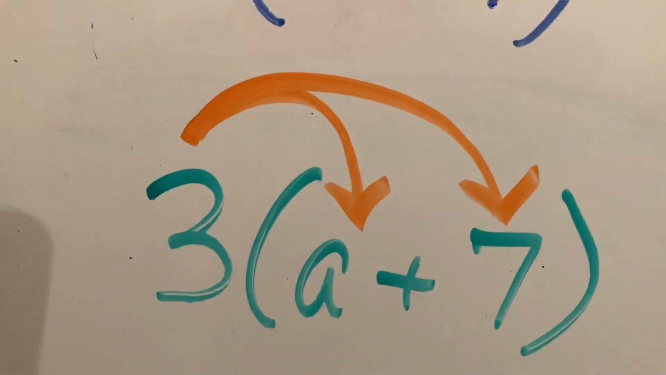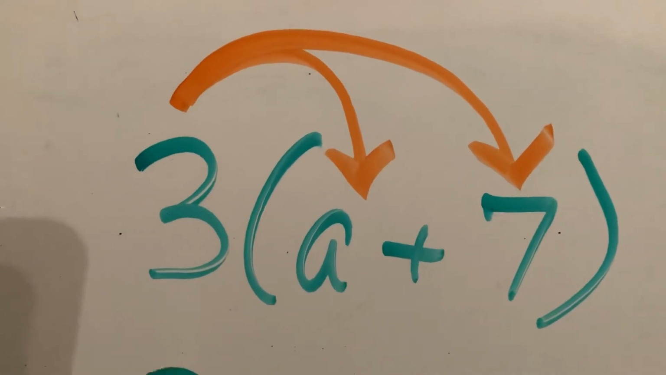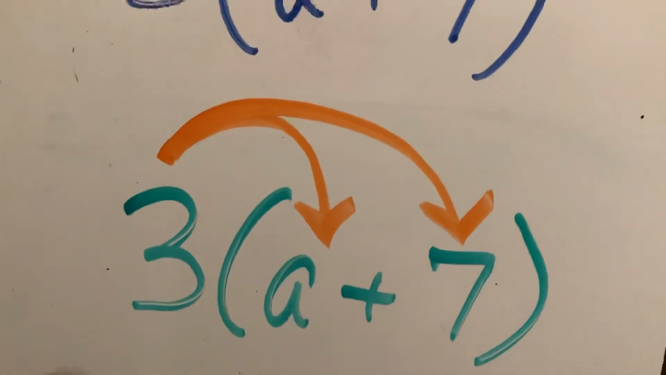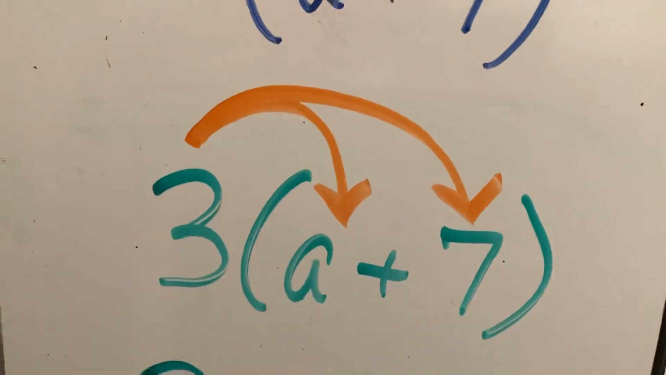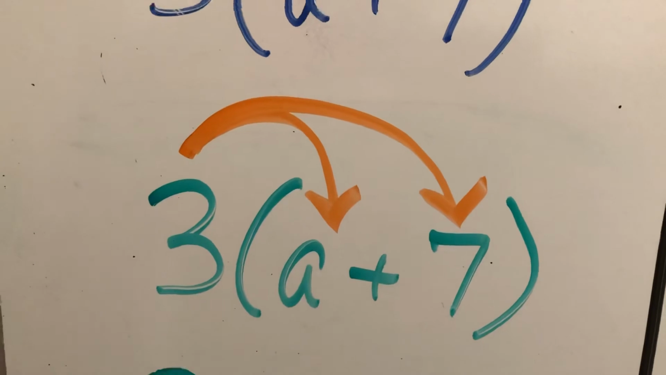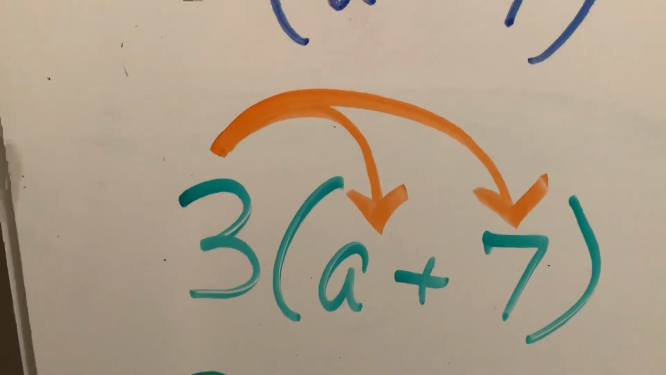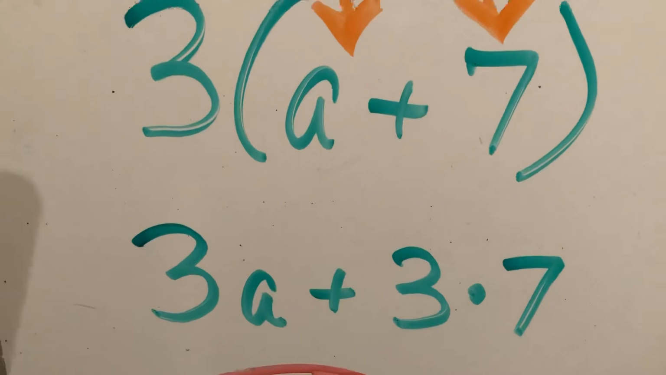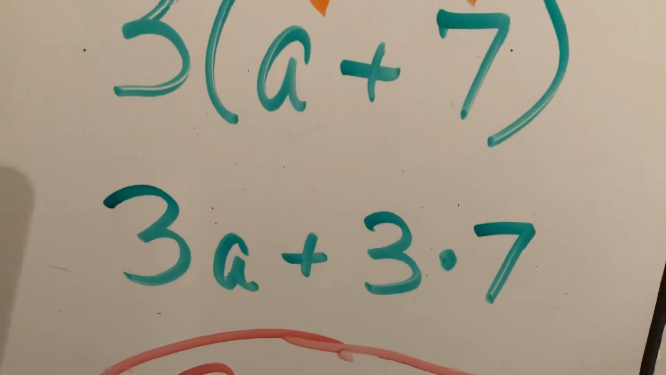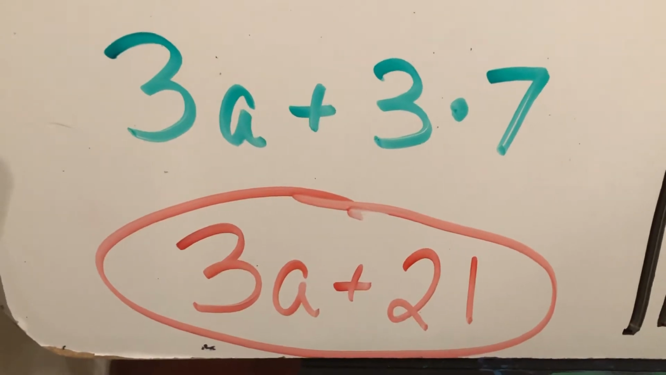That's 3 times a, 3 times 7. It's called distributing. I'm distributing the 3 to the a and to the 7. Okay? Just like I'm distributing the 3 to the a and the b. So I've got 3 a's and 3 7's. So I've got 3a, and what's 3 times 7? 21. 3a plus 21.